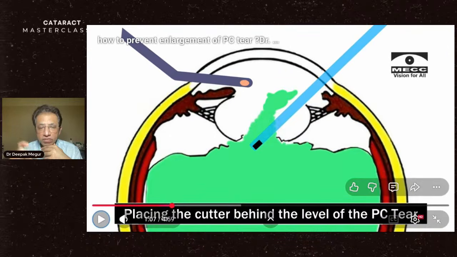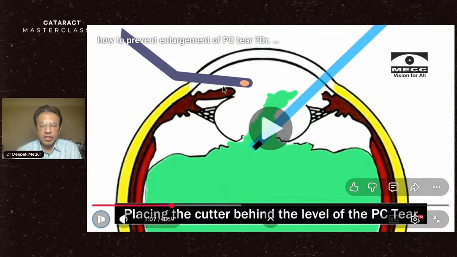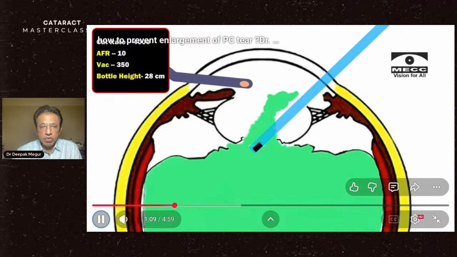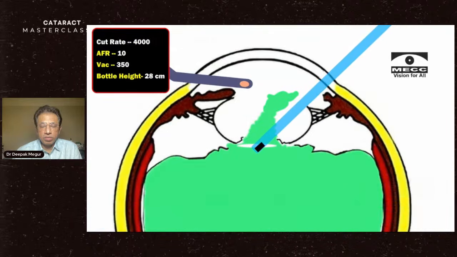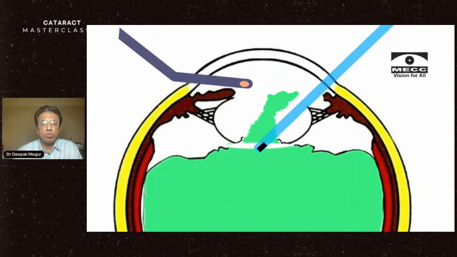So how do we achieve this? This is the posterior capsule, and this is the PC tear. The cutter is placed behind or at the level of the posterior capsular tear, with its port bevel down first. You have a low irrigation bottle height, then you begin cutting. Just continue the cutting with the highest possible cut rate. Be stationary, don't move at all.